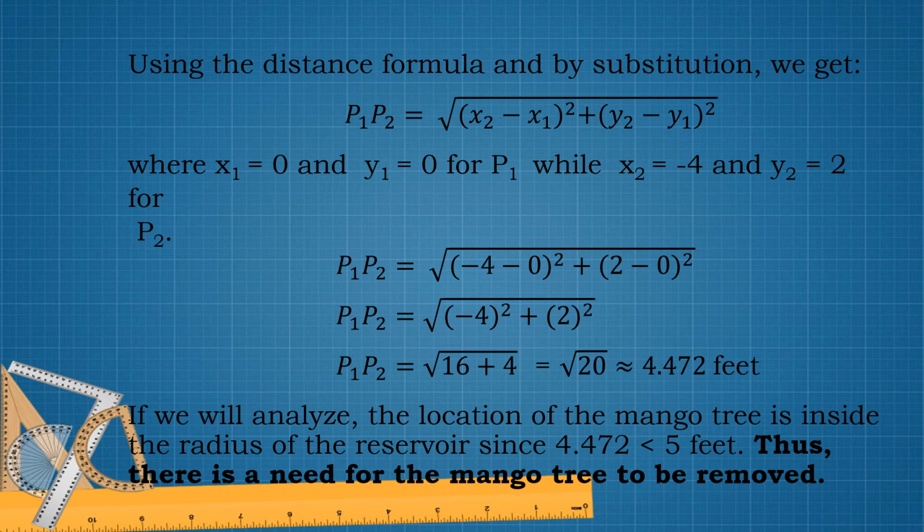Now, we can conclude that the location of the mango tree is inside the radius of the reservoir, since 4.472 is less than 5 feet. Thus, there is a need for the mango tree to be removed. Okay, so that is the final answer. Why? Because the distance from the center up to the point of the mango tree is 4.472, which is less than 5 feet. Why do we compare it with 5 feet? Because 5 feet is the radius. Thus, there is a need for the mango tree to be removed.